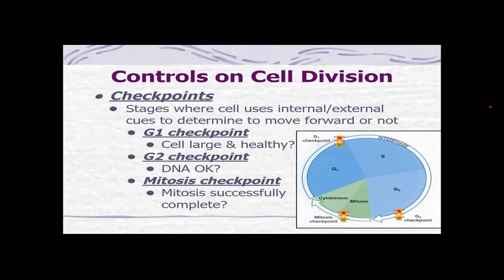And there's also a mitosis checkpoint before we get to cytokinesis. That's going to make sure that the cells lined up correctly in metaphase and the chromatids were separated correctly in anaphase, because we want to make sure that the cells produced after cytokinesis are going to have the right number of chromosomes. So those are the checkpoints that help to ensure that our cells are healthy as they move through the cell cycle.